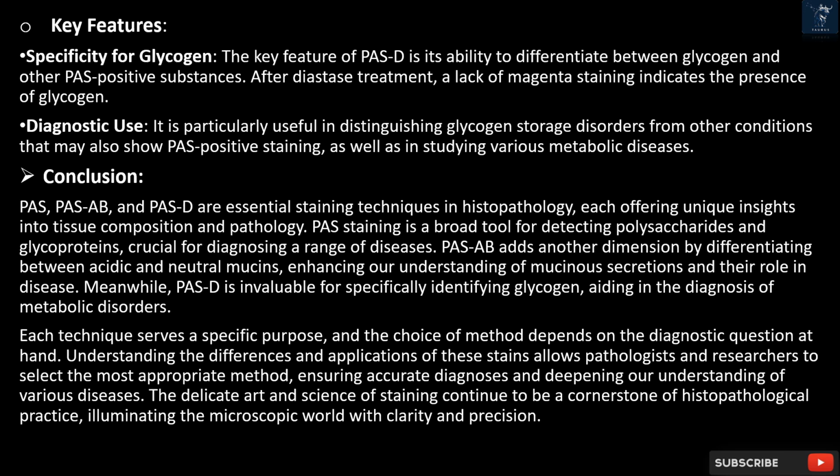Conclusion: PAS, PAS-AB, and PAS-D are essential staining techniques in histopathology, each offering unique insights into tissue composition and pathology. PAS staining is a broad tool for detecting polysaccharides and glycoproteins, crucial for diagnosing a range of diseases. PAS-AB adds another dimension by differentiating between acidic and neutral mucins, enhancing our understanding of mucinous secretions and their role in disease. Meanwhile, PAS-D is invaluable for specifically identifying glycogen, aiding in the diagnosis of metabolic disorders.